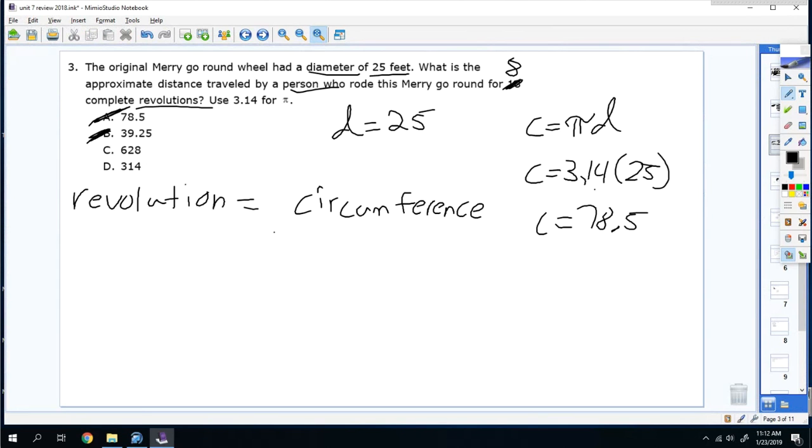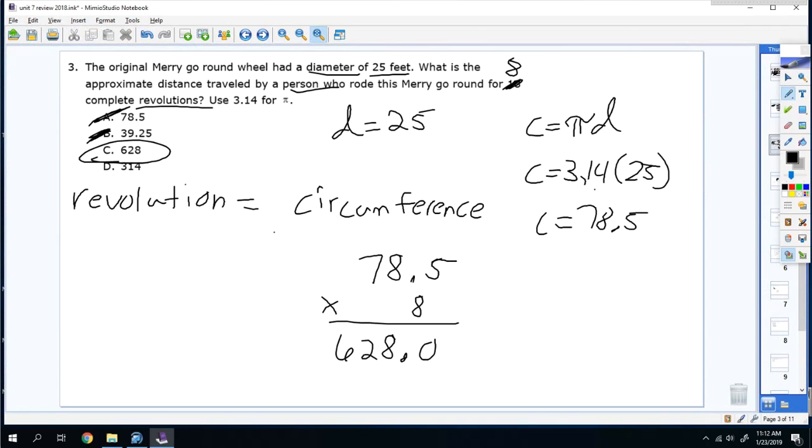So remember, work smarter, not harder. So do 78.5 times 8. When you do that, you get 628. And so 628 will be the distance around the merry-go-round for 8 complete revolutions.